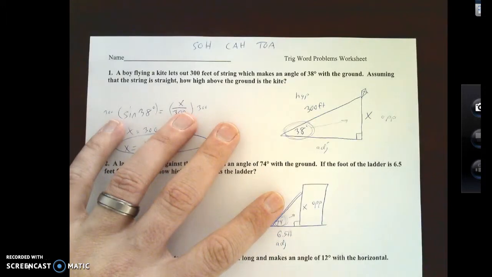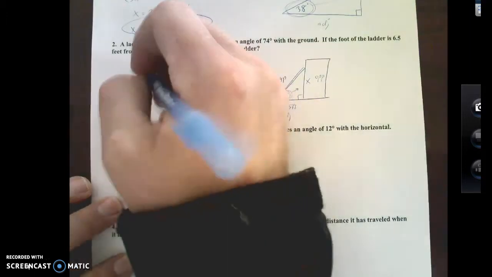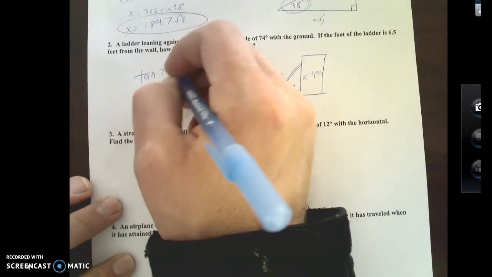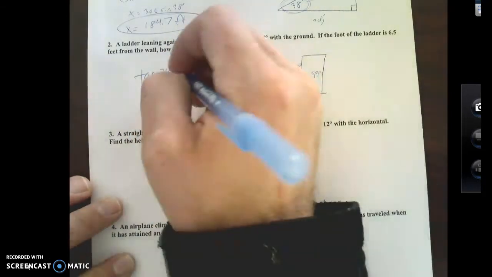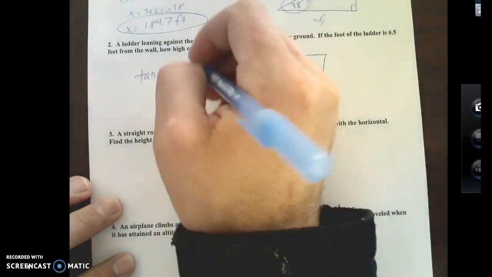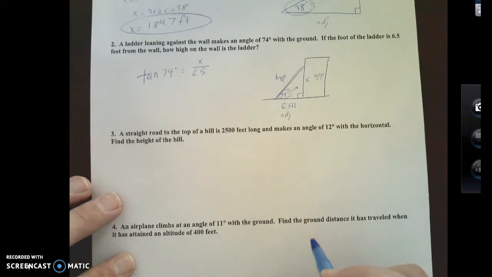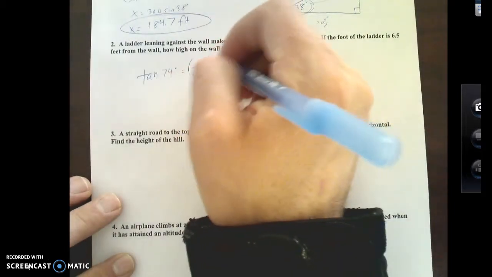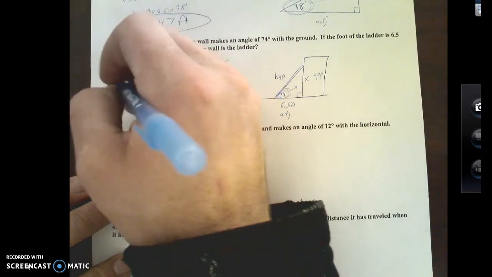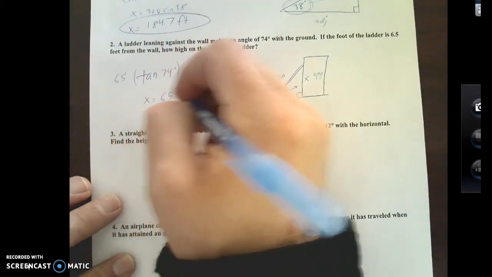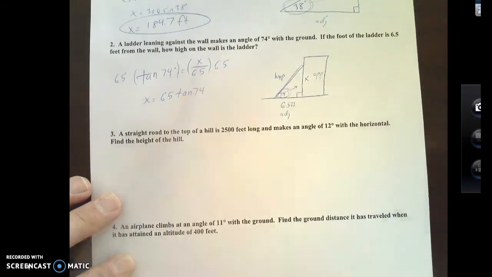So which trig ratio uses O and A? All right, so, SOH CAH TOA, that would be my tan. So I'm going tan of the angle, 74 degrees, equals x over 6.5. Very good. Now, to get x by itself, I can multiply both sides by 6.5. So x equals 6.5 times tangent 74 degrees.